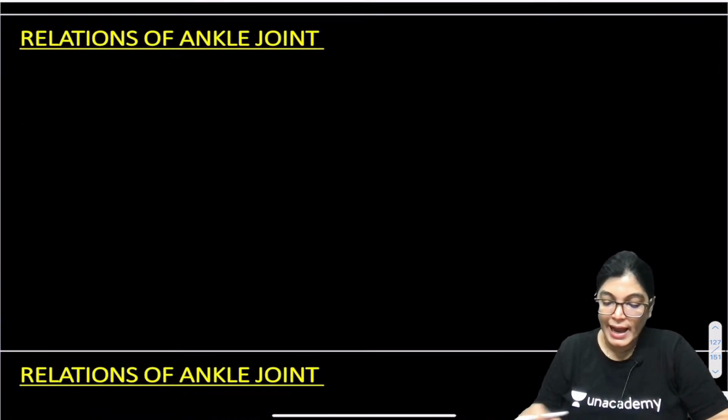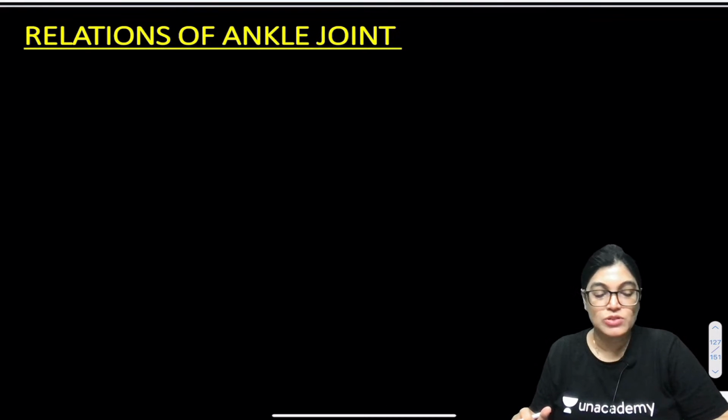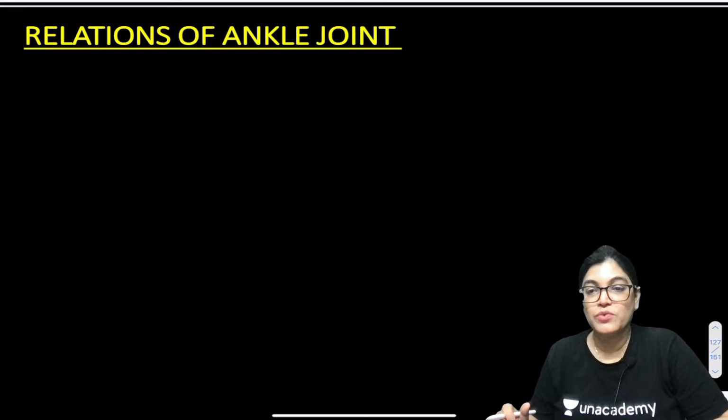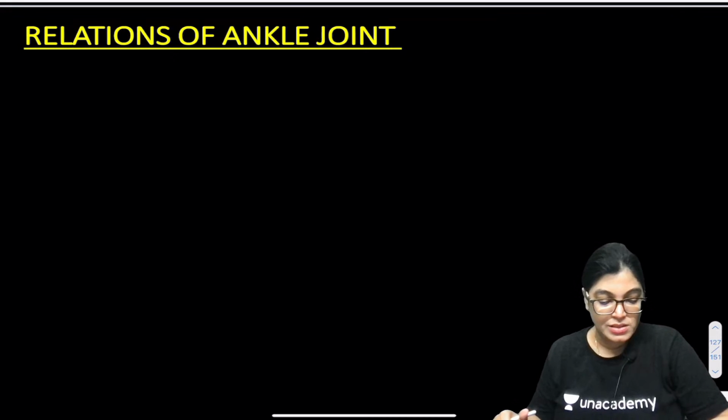So let's start with the ankle joint. Where we were in the ankle joint, we have already discussed the ligaments of the ankle joint. Now I would like to tell you about the relations of the ankle joint. Firstly I would like to give you a mnemonic and write the relations, and thereafter I will make a diagram so that you will not forget about the ankle joint. So let's start with this.